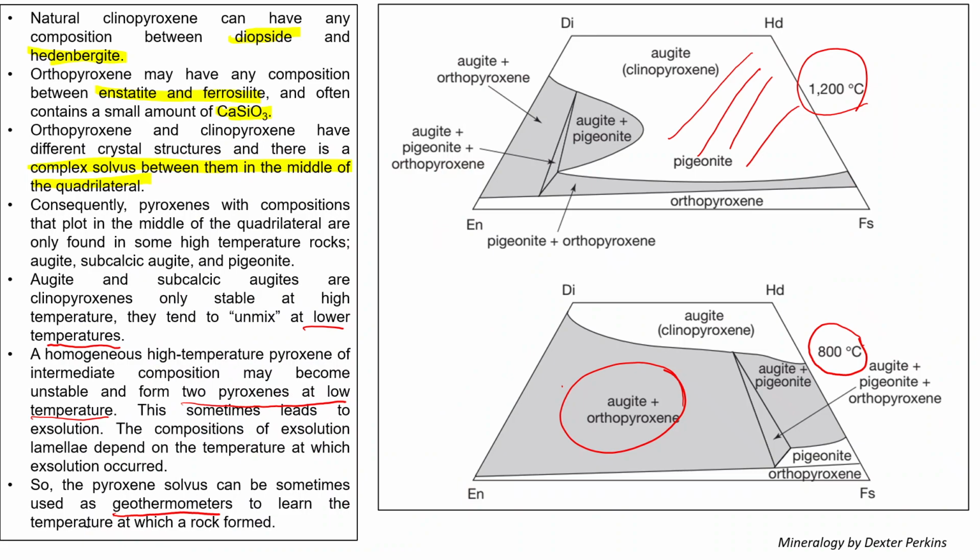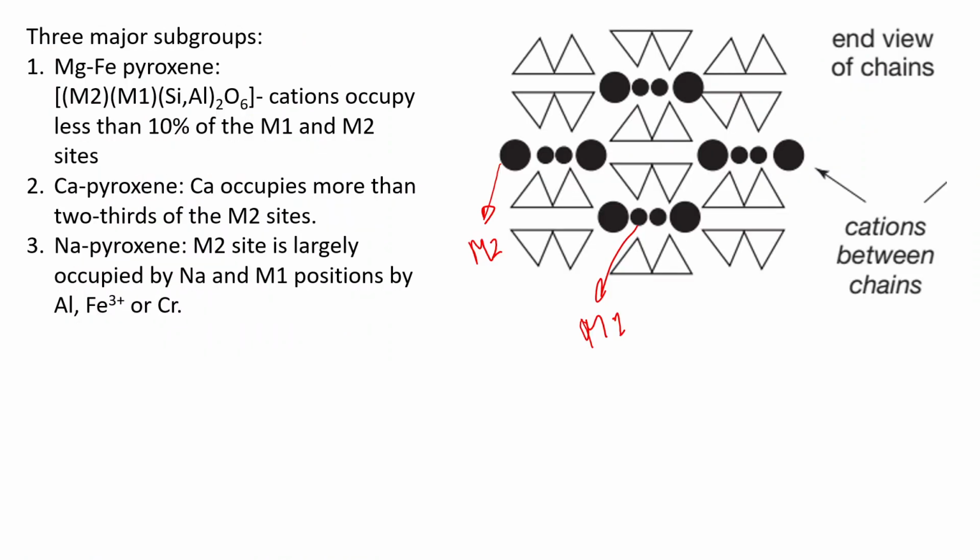Then about the solvus diagrams: at high temperature the exsolution, or the different types of pyroxenes occurring together, is less and they are more stable, while as you decrease the temperature, the amount of these exsolution lamellae becomes higher, and that helps us to know the temperature at which these rocks are formed. So pyroxenes can also be used as geothermometers. Then I have told you how the structure of these pyroxenes can be made in a very simple way.